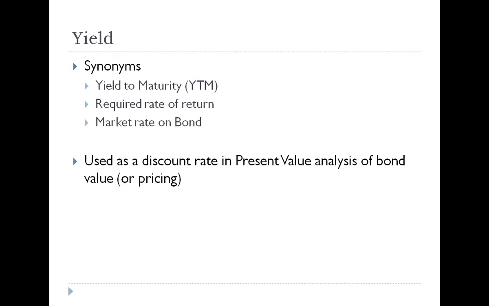There's something called yield. It has lots of different synonyms. Some of the more common ones are yield to maturity, required rate of return, or market rate. What these things basically mean is what is the expected or required rate of return on the bond in today's marketplace. This is the number that will be used when we do our time value of money calculations with the bonds, and we use it as a discount rate to calculate present values.